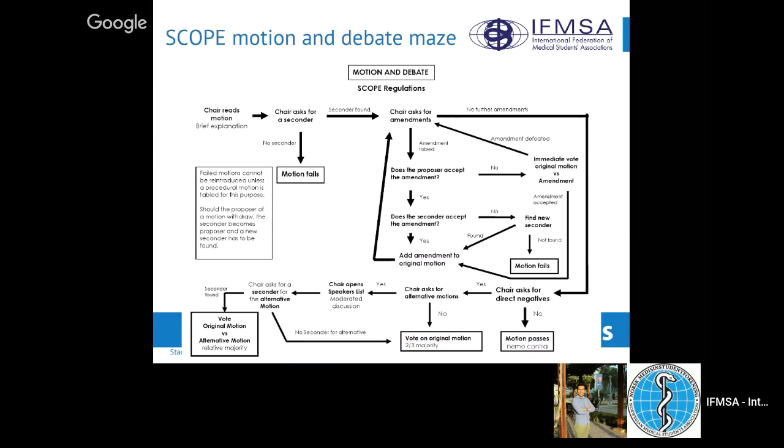If there is no seconder, we go back to voting on the original motion only. Otherwise, if there is a seconder, we will vote between the original motion and the alternative motion, and the third option of voting against both. And the motion that carries is the one that has the majority of votes between the three, with relative majority.